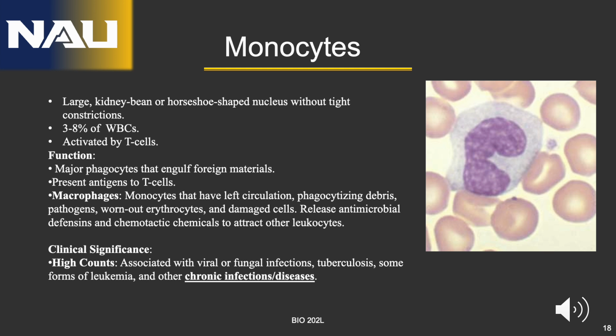Some macrophages remain fixed in tissue while others wander through the tissue fluid. High monocyte counts are seen in viral or fungal infections, tuberculosis, some forms of leukemia, and other chronic infections or diseases. Low monocyte counts typically result from bone marrow suppression.